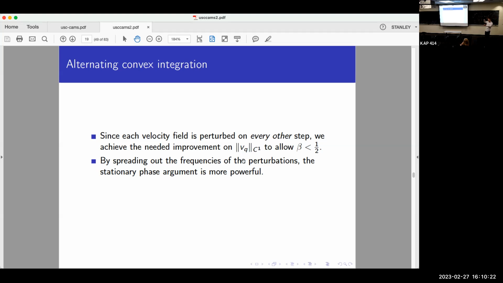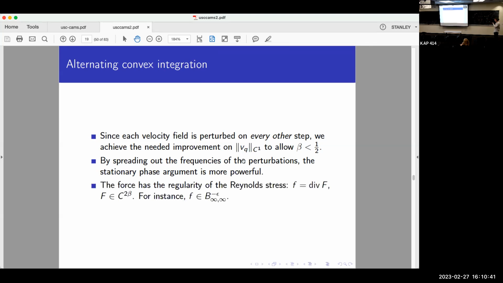The other side of the trade-off is the larger you take b, the stronger the stationary phase argument is that I'll explain shortly. So by doing this perturbation on every other step, we get that extra spreading out for free without having to make the regularity worse. Yeah, I'll show some of the parameters in a bit if we have enough time.